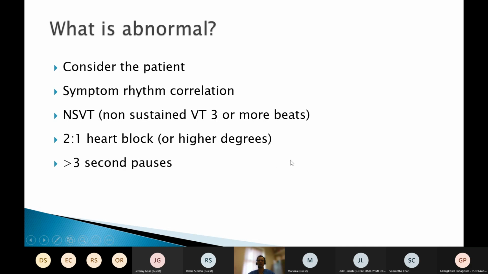And we would say that 3 or more second pauses during the day are abnormal, and at night 5 or more second pauses are abnormal. And the other thing to always look out for is atrial fibrillation. So you may find it incidentally. So atrial fibrillation lasting for more than 30 seconds, we'd need to think about anticoagulation.